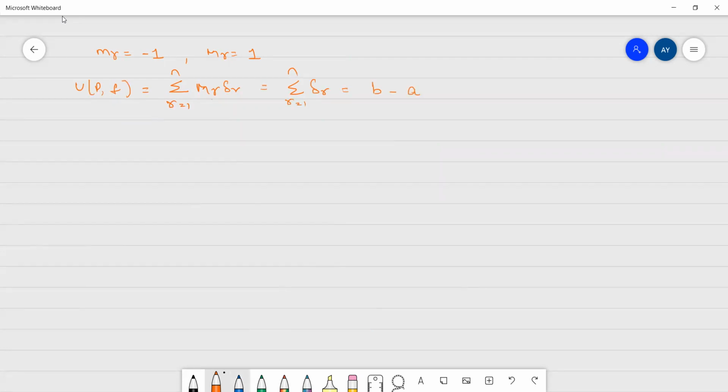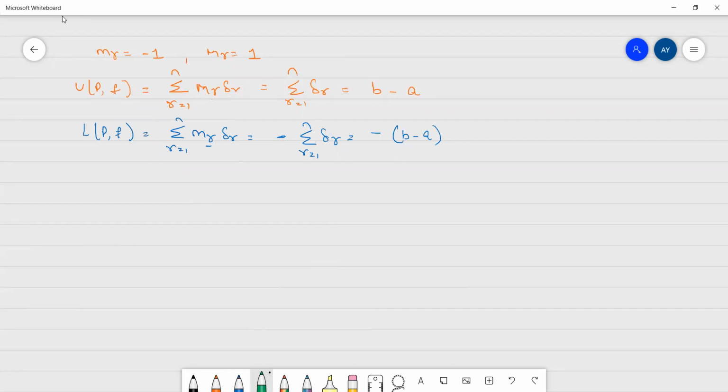Now I want to define L, the lower Riemann sum. What is the lower Riemann sum? Summation r = 1 to n of small mr times delta r. What is small mr? Minus 1. I'm taking the minus out and writing summation r = 1 to n of delta r. So what will that be? Minus of (b minus a). Okay, am I clear till here?